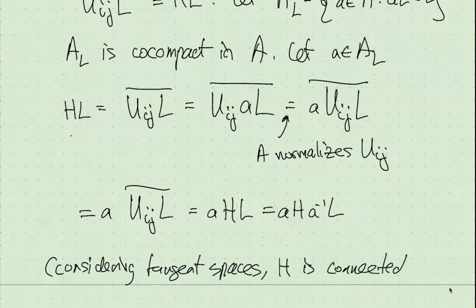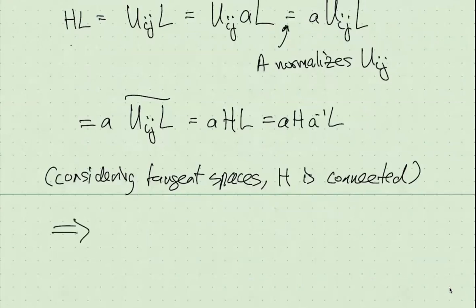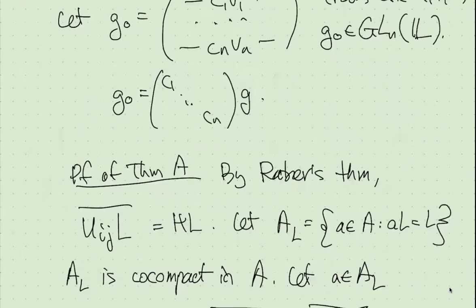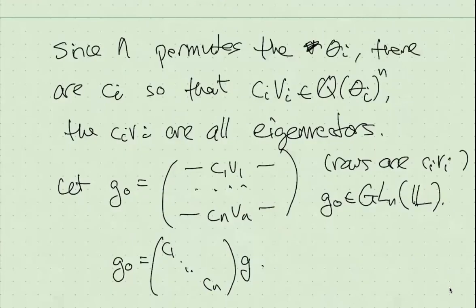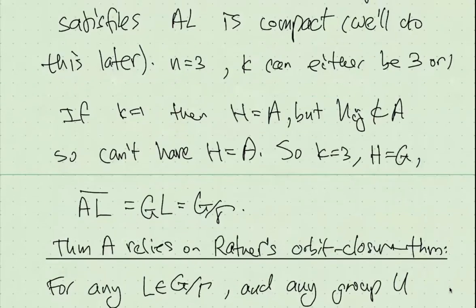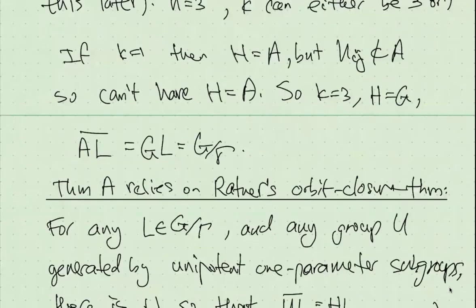This is one of the conclusions of Ratner's theorem. H is connected, and this implies that A inverse equals H. Let me add connectedness to the conclusion of Ratner's theorem. It's part of her work. I mean, these notes are going to be available later, so we might as well make them nice. So H is connected.